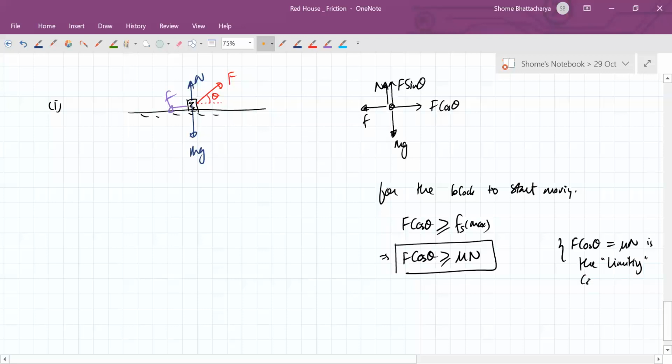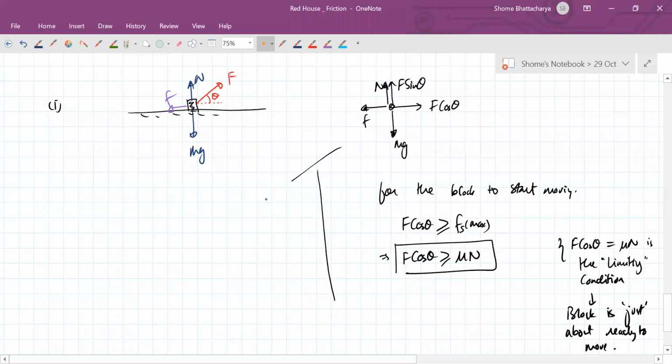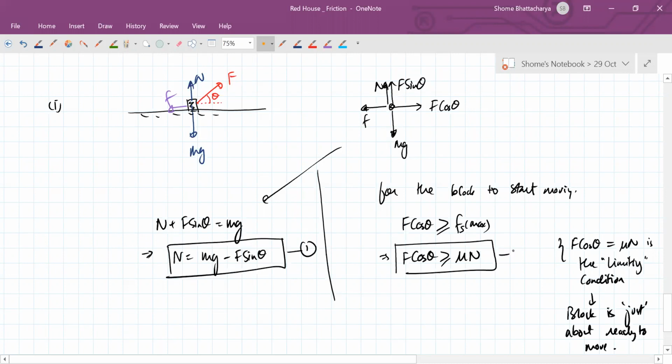So the limiting condition means, okay, the block is just about ready to move under this. Okay. So now the other equation, of course, is that, after resolving the forces, we have N plus F sin theta is equal to mg. So the normal reaction is mg minus F sin theta. So we have this equation and we have this equation.